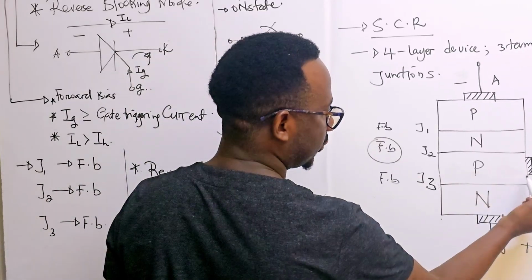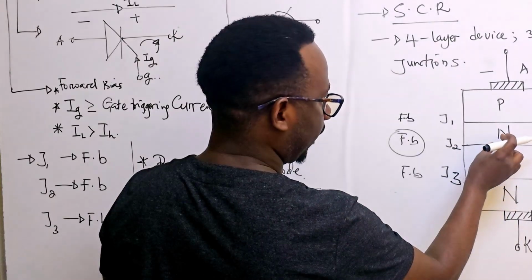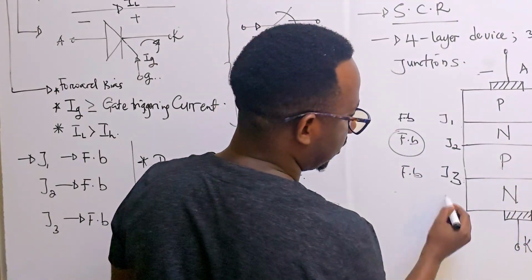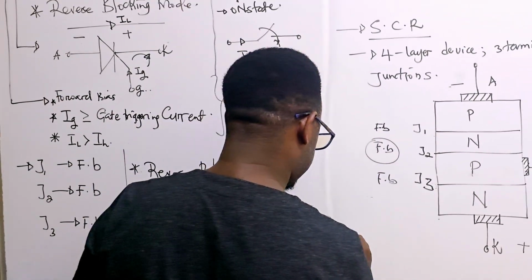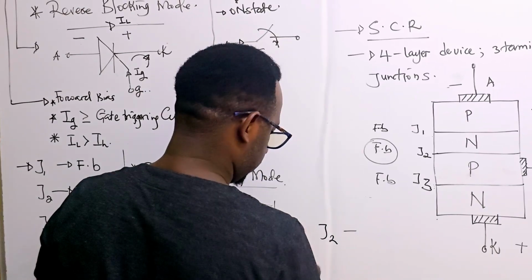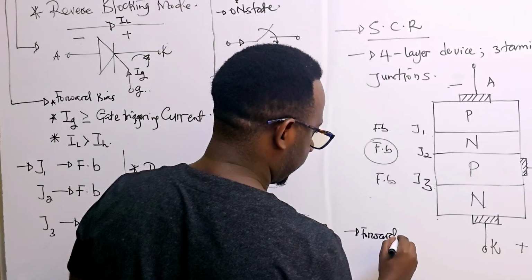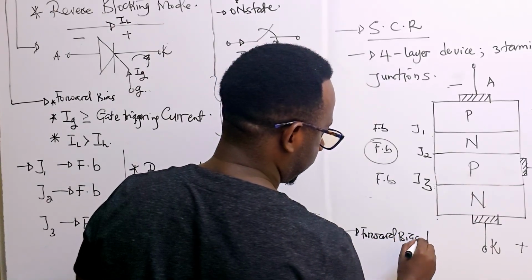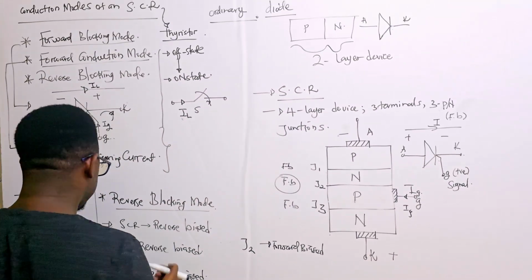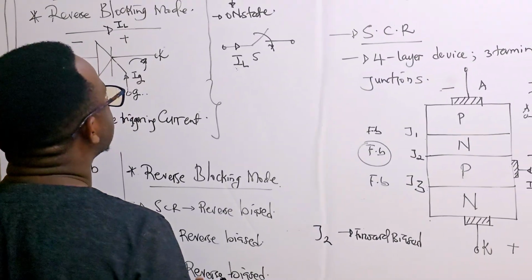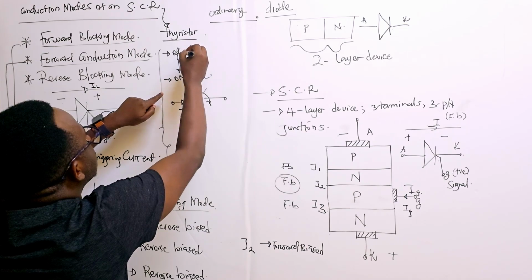J2, imagine this would be here, right? And this will be here. So this would come here and this will be applied here. So the junction 2 will be forward biased. So remember, only one condition leads to the SCR going from off to on.